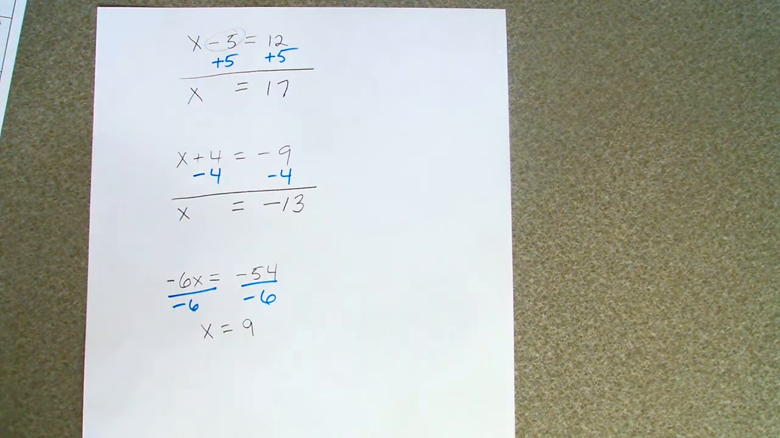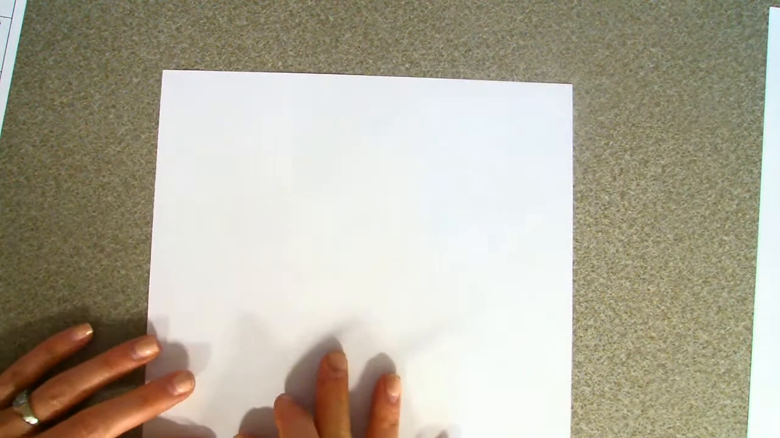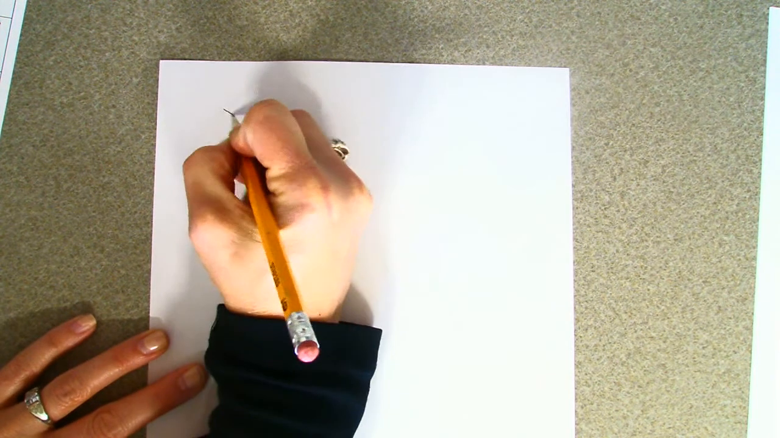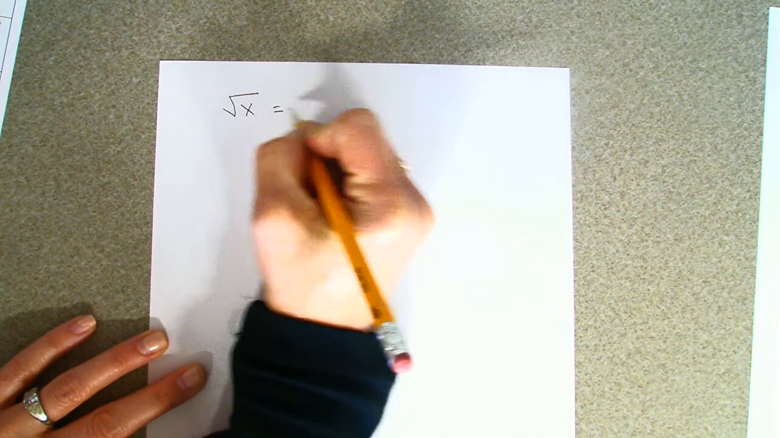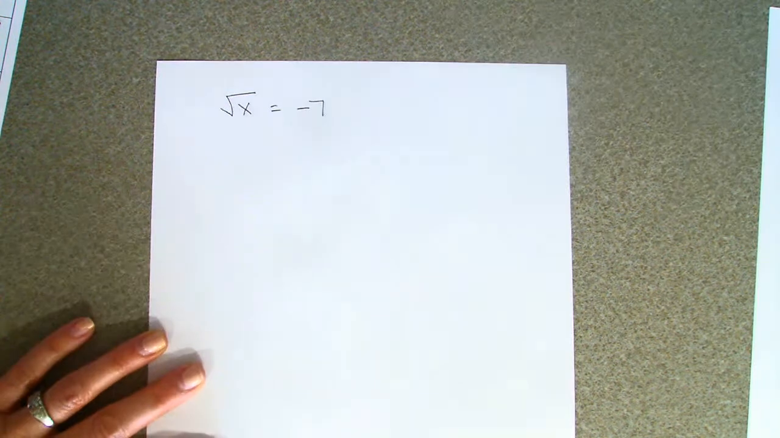So this is all stuff that you used to do in the past. And what we learned is in order to isolate the variable, you needed to do the inverse or opposite of the operation of what you had. So let's look at a different situation. Let's look at what happens if we have a radical. So let's say I have the square root of x equals negative 7.